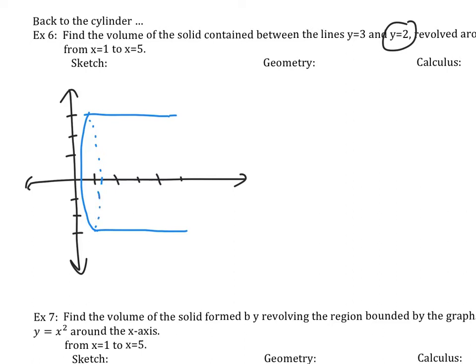So the original cylinder looks something like this. And then I'm going to throw in the line y equals 2, and I'm going to use a different color here. Let's go ahead and use green for the inner circle. So I'm going to throw in the line y equals 2, and basically draw another cylinder inside my first one.